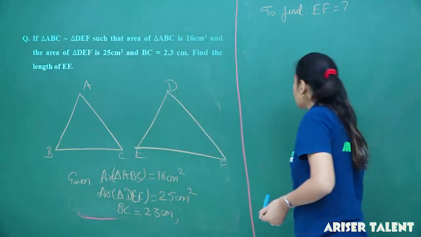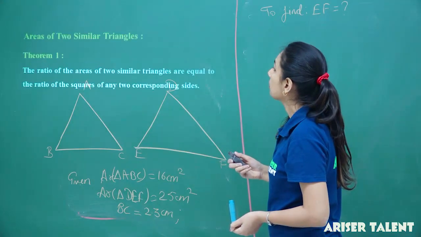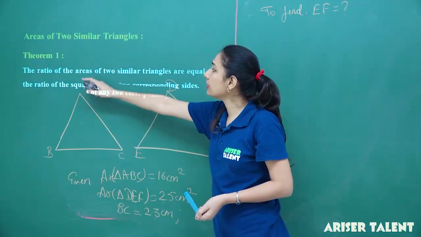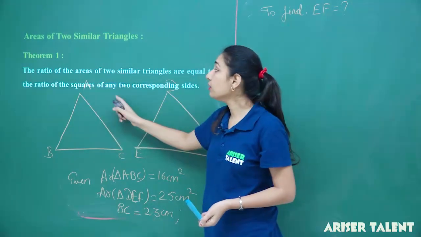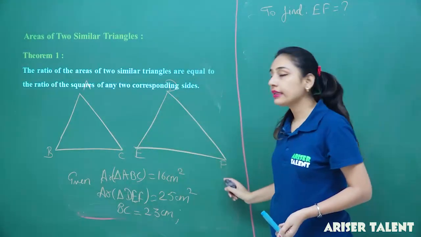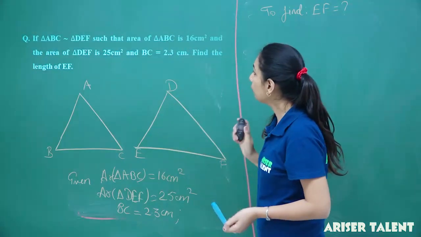Now my dear students, this theorem says that the ratio of the areas of two similar triangles is equal to the ratio of the squares of any two corresponding sides. Now BC and EF are two corresponding sides, students. So by that we can say what?